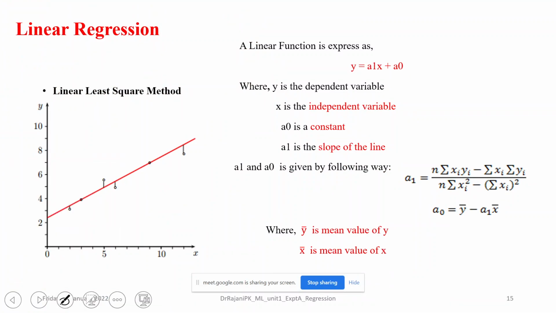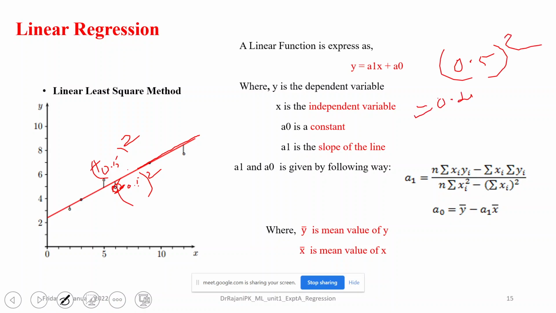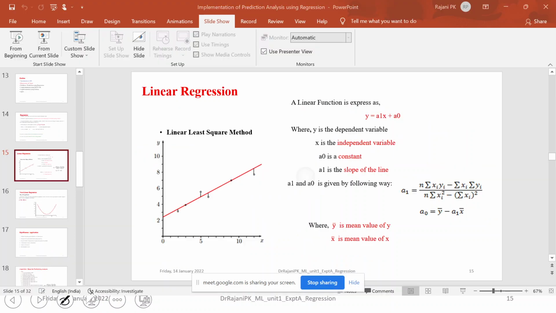Suppose this deviation I am assuming is 0.5 in the positive direction. Maybe here the deviation is 0.5 in the negative direction. The positive and negative direction is not important for us. This is negative, this is positive, so we have to nullify both. So I'll take the square of 0.5. If I take the square of it, it becomes 0.25, so the error effect is reduced. In the least square method, the error is squared, and then we do the summation of it. This is how it works.